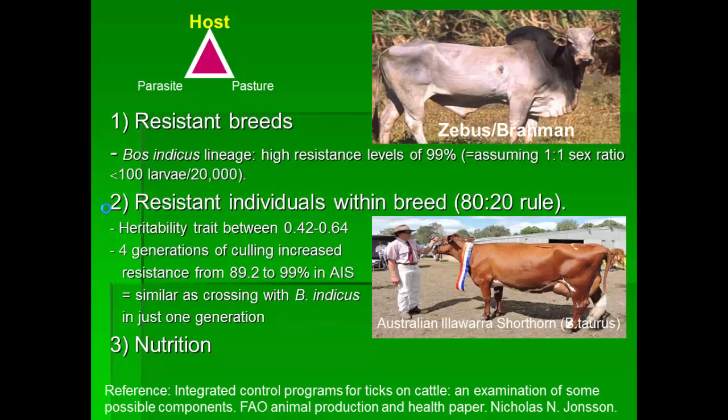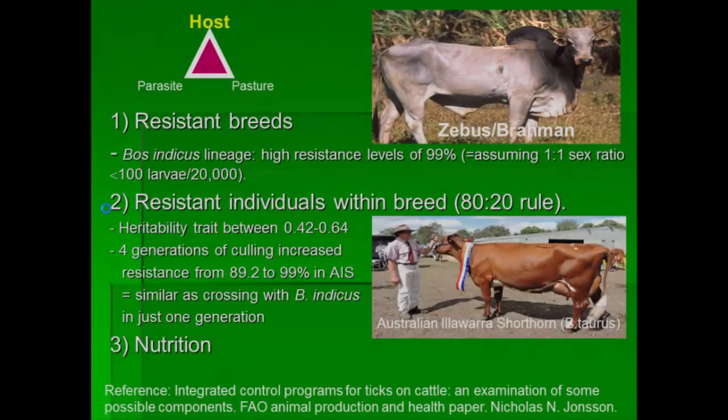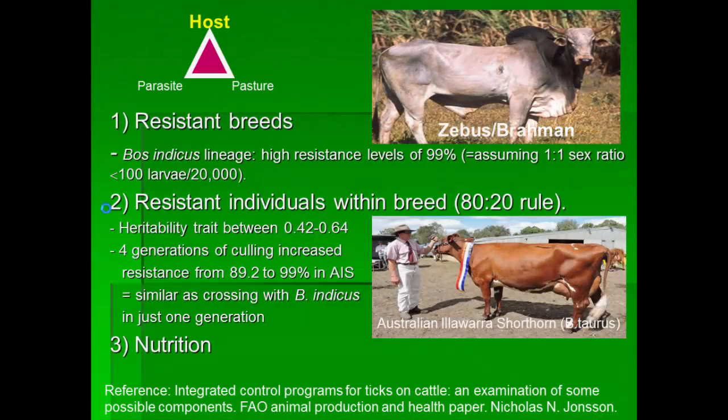If we look at the things that we could do on the part of the host, the number one would be to select for a resistant breed like the Cebu that you see in that photograph. A distinctive feature of this breed is the hump on the upper back of the animal. You can see also a very large flap of skin below the neck, which is known as the dewlap, and they all tend to have droopy ears.